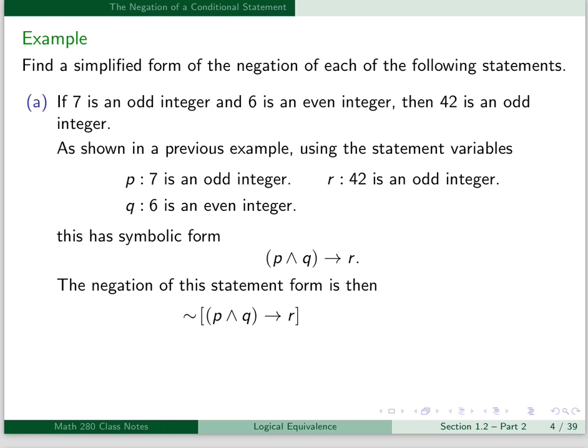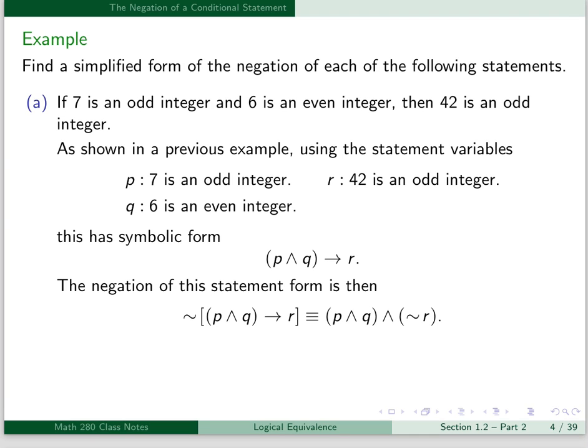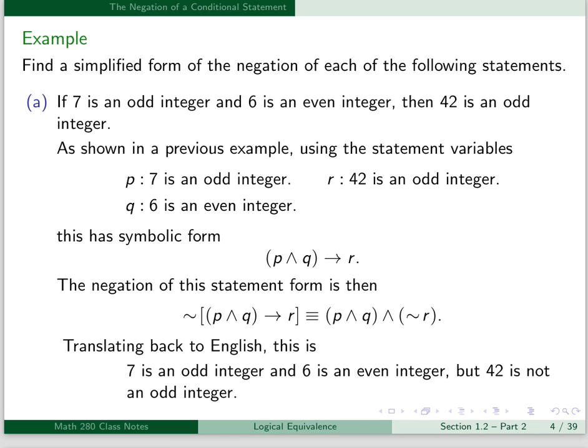The negation of this statement form is then not the entire quantity P and Q implies R, which is logically equivalent to P and Q and not R. So to obtain the negation of this conditional, we keep the hypothesis alone, change the conditional to an and, and we negate the conclusion. Translating back into English, this reads, 7 is an odd integer and 6 is an even integer, but 42 is not an odd integer.